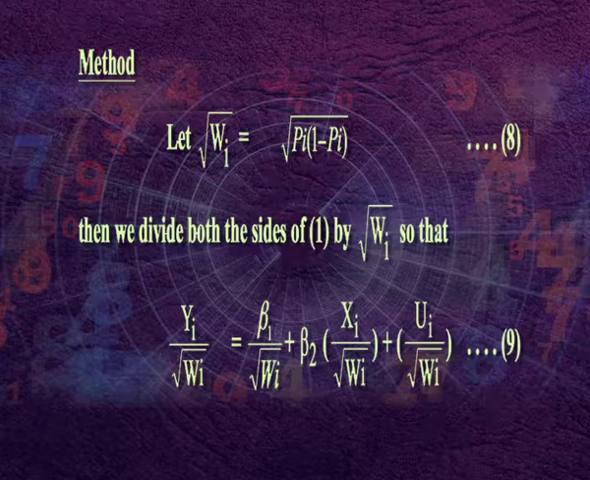Then we divide both sides of equation 1 by square root of Wi, so that we get Yi upon square root of Wi, which is equal to beta 1 upon square root of Wi plus beta 2 multiplied by Xi upon square root of Wi plus Ui upon square root of Wi. We denote it as equation number 9. It can be easily checked that even though original model has heteroscedasticity, the transformed model has homoscedasticity. We have to estimate Wi to operate on the model.